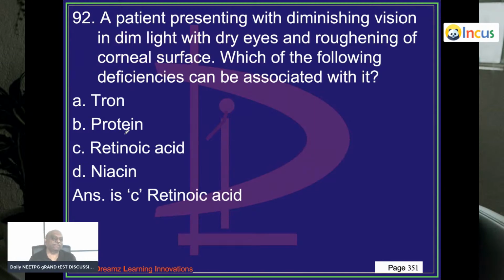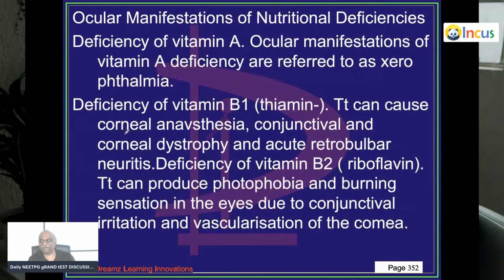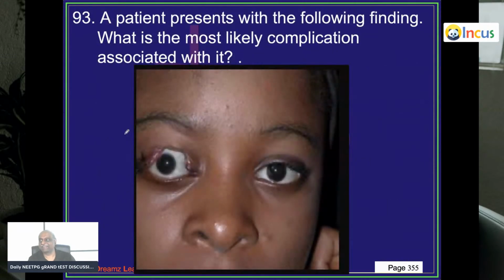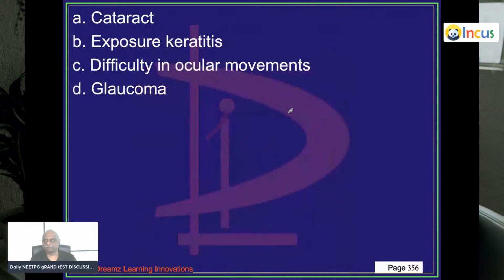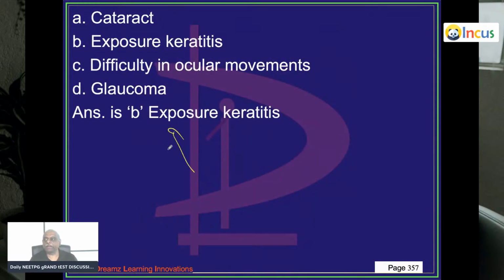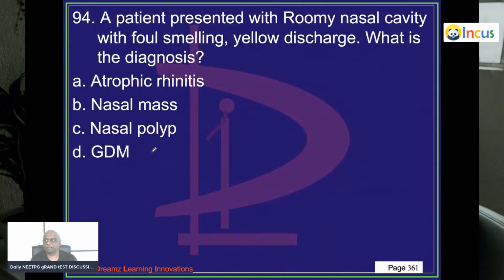So what is he asking about vitamin A deficiency? He is asking about xerophthalmia, about night blindness. Is this also a question? A patient presented, what is this called? Coloboma. So it can lead to exposure keratitis.